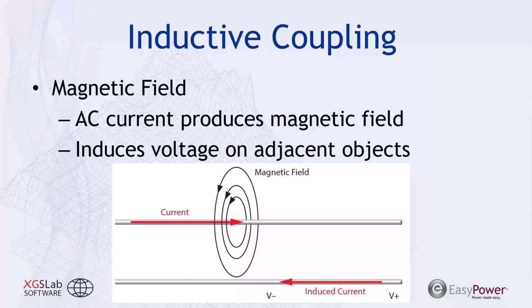So we have an alternating current that produces a magnetic field, and that magnetic field will induce an opposing voltage and current on parallel metallic objects. So when you have a transmission line running for several miles and a pipeline running parallel to that for several miles, you can have that induced voltage effect.